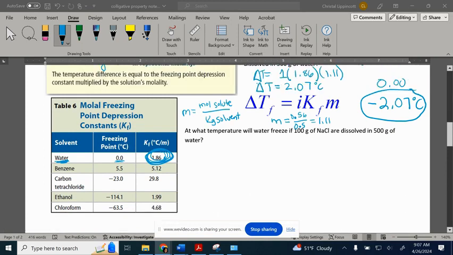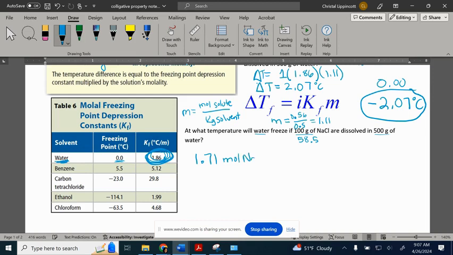So here, we're trying to figure out what temperature the water is going to freeze at. We have 100 grams of sodium chloride, and that's in 500 grams of water. So step 1, I am going to take this sodium chloride and divide by its molar mass, and I'm going to get moles of sodium chloride. So 100 divided by 58.5 is 1.71. And that is my moles of sodium chloride.